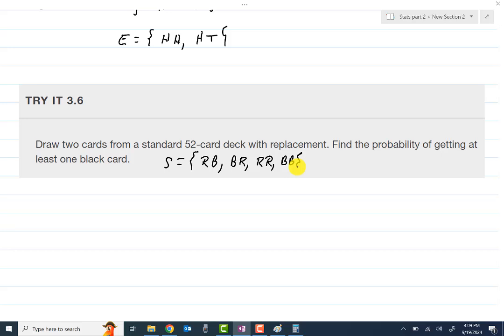So my event, I'm going to call it by the letter E for event. At least one black card, then that means RB is okay. BR is okay. RR is not possible because that doesn't have any black cards, but then BB is allowed. So the probability of E equals 3 out of 4.